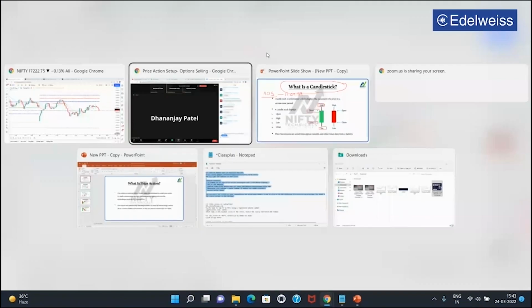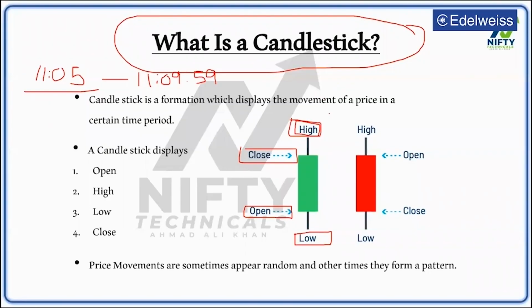So these four things the candlestick will note down. Why is a candle green? When the closing price is above the opening price, the candle is green, and when the closing price is below the opening price, the candle is red. That's the only significance. There is nothing else that explains why a candle is green or red.